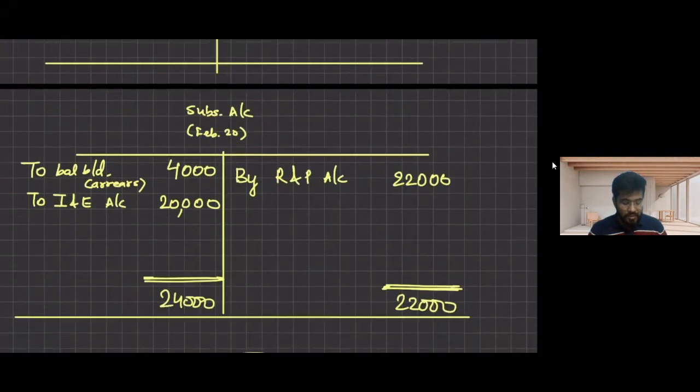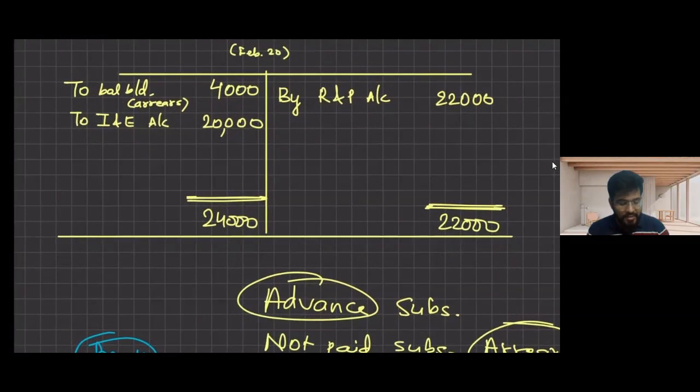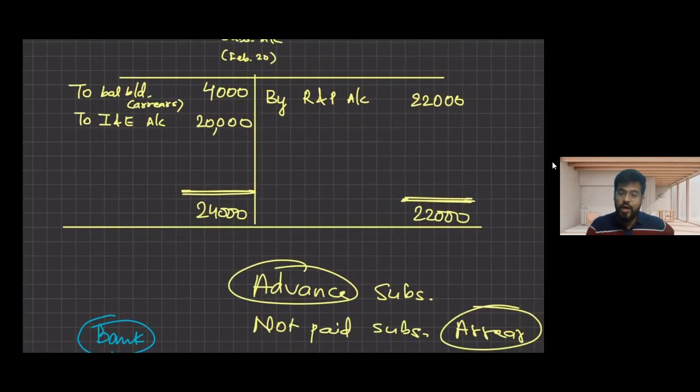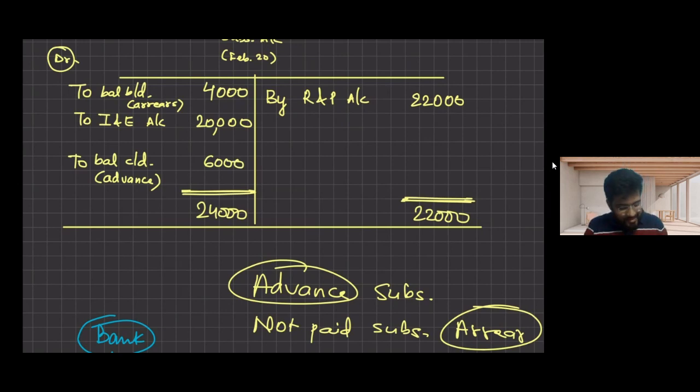So in my subscription account of February, this advance will be treated as a liability. So I will write on the debit side, to balance carried down. In the bracket, I will write it is advance of rupees 6,000, because this is a liability. I need to give the gym services in the next month, but the income has been received in advance. So for this month, it is a liability. For the next month, it will become an income. Okay. Are we clear with this?